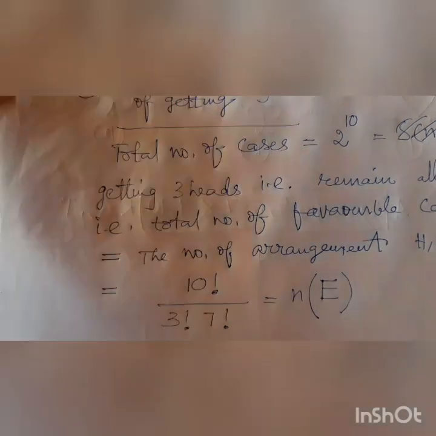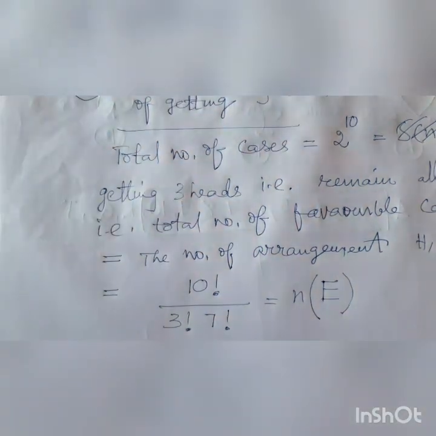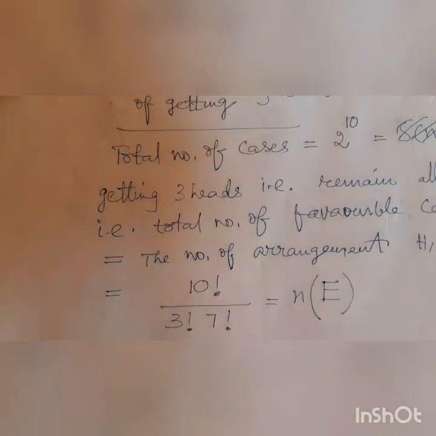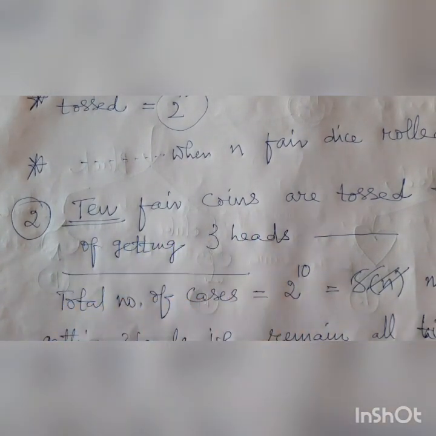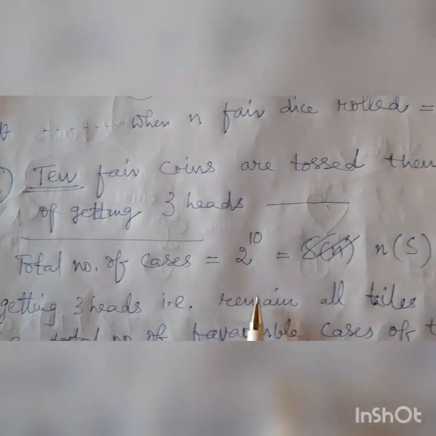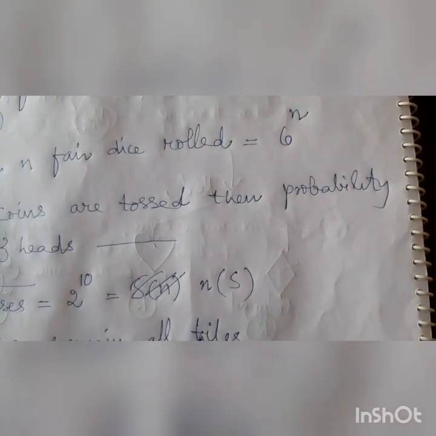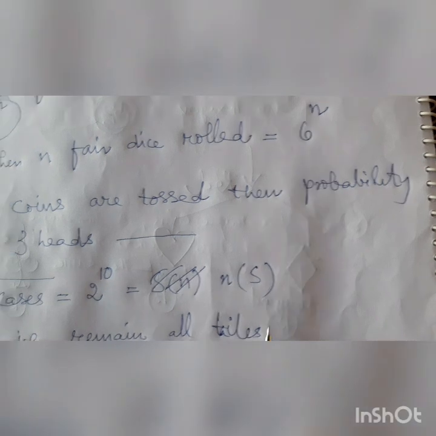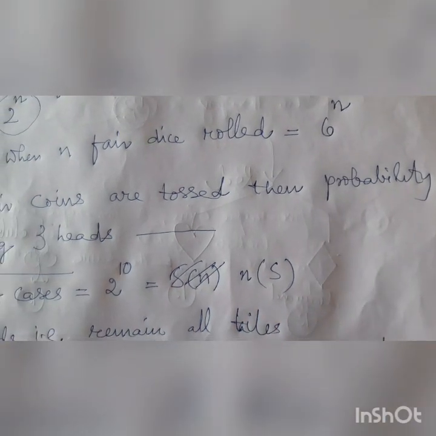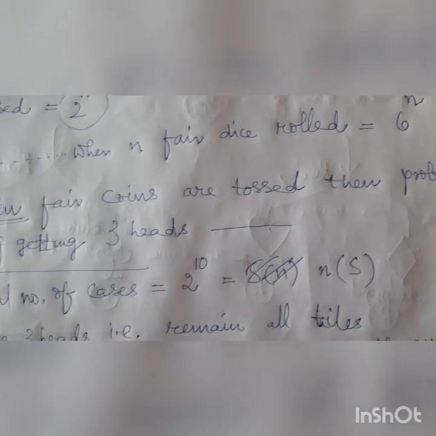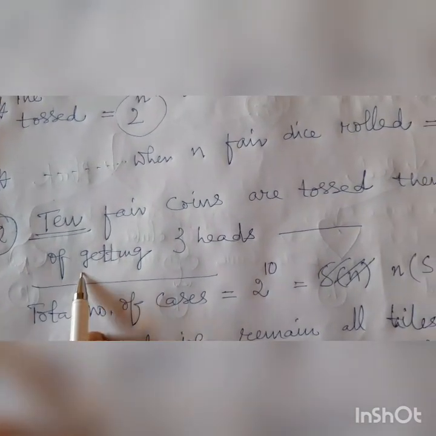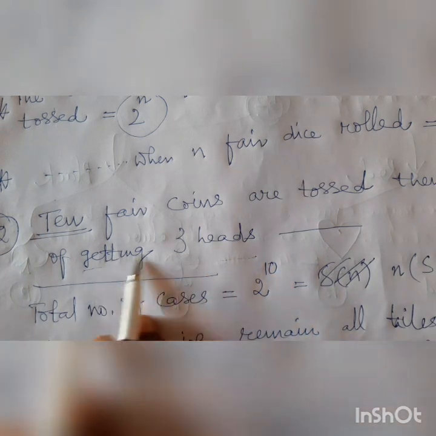Please try to understand here. Again I am telling, the question is 10 fair coins are tossed. So n of S is 2 to the power 10, and that should be in the denominator. What is n of E? He has mentioned getting 3 heads.